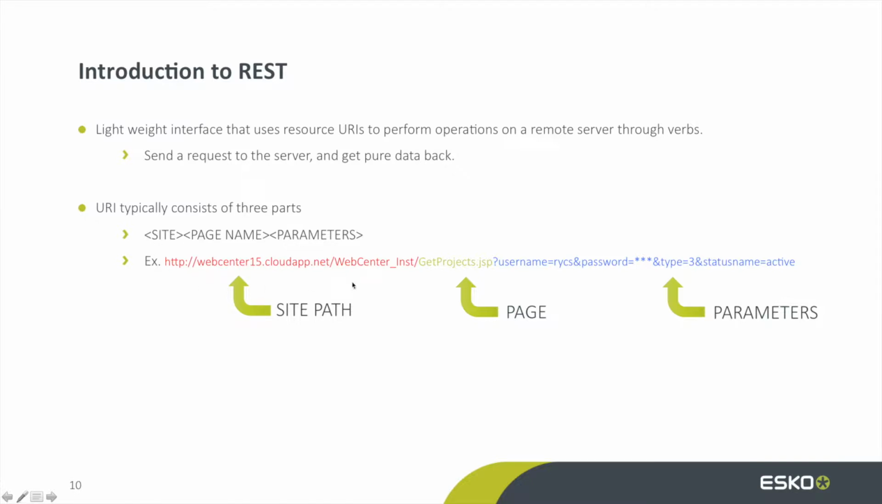So in this example, I'll just use a request for one of our Web Center sites. We can see here in red, this is our site URI. Then we have the page for the information we're looking to get, and everything in blue is our parameters.